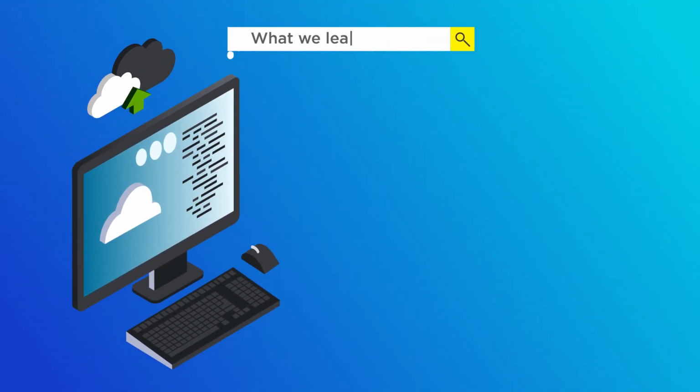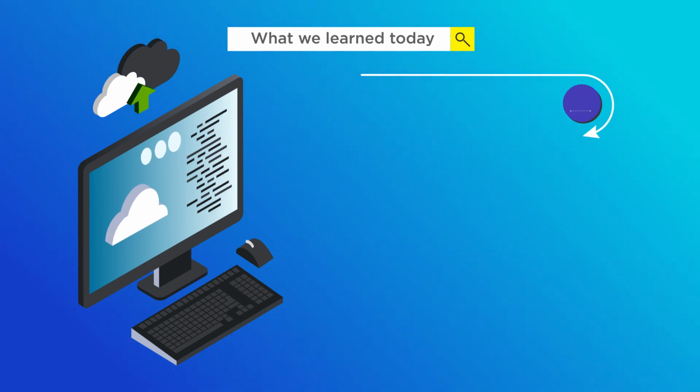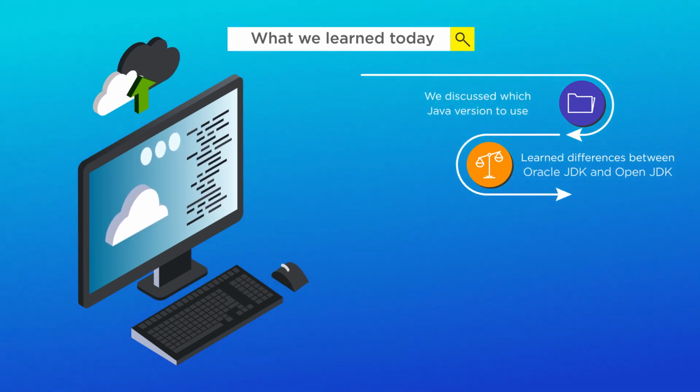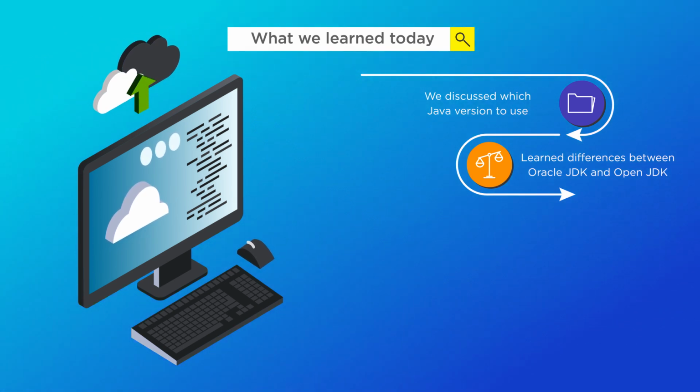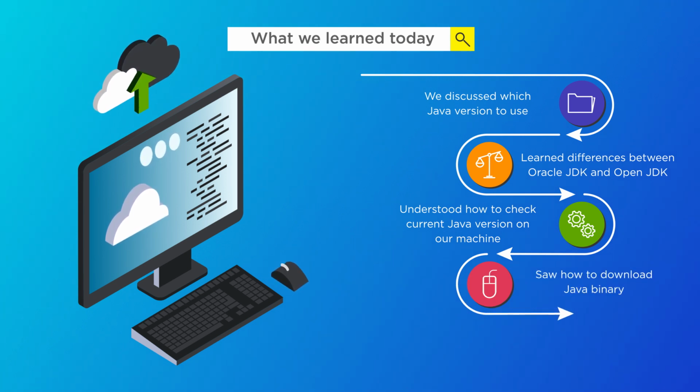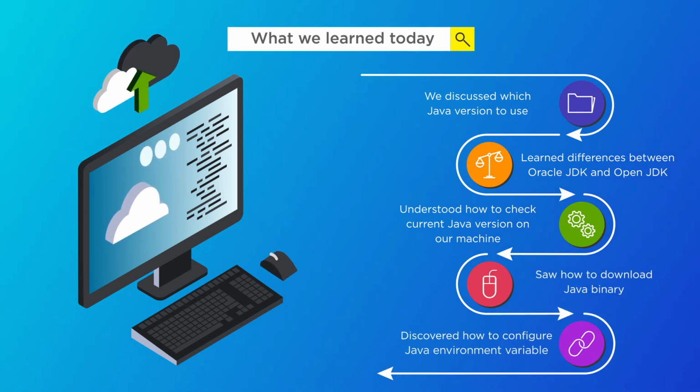Let's sum up what we did today. We learned the following: Java versions and which one to use, the differences between Oracle JDK and Open JDK, how to check the current Java version, how to download the Java binary, and how to configure the Java environment variable.